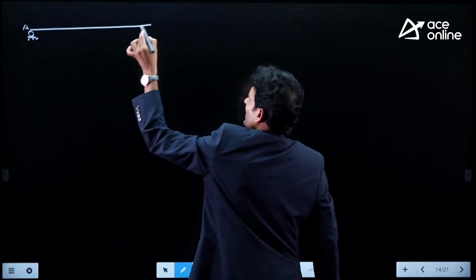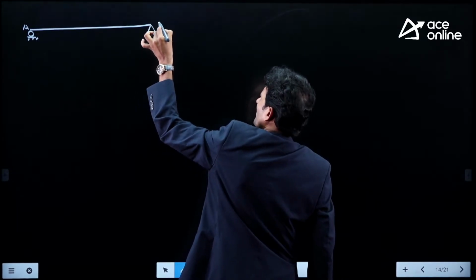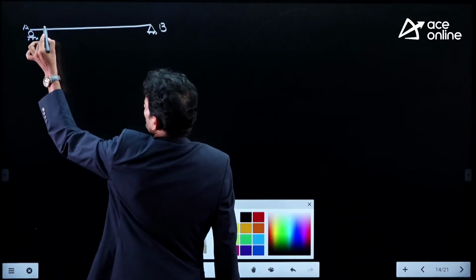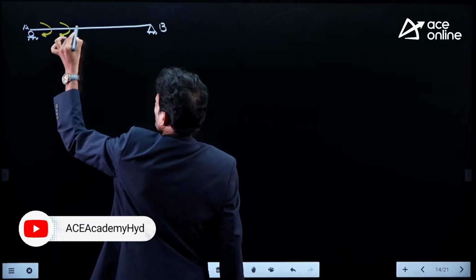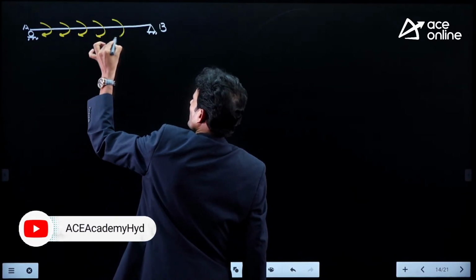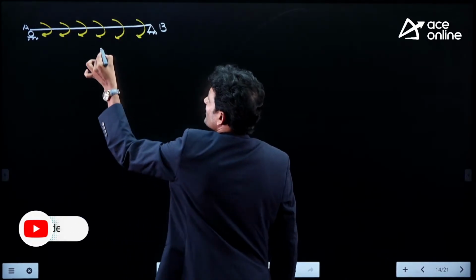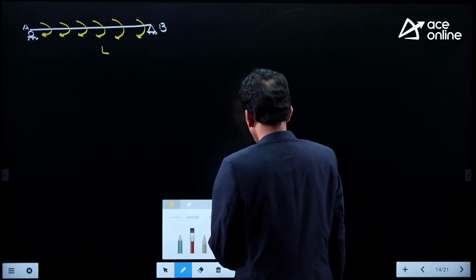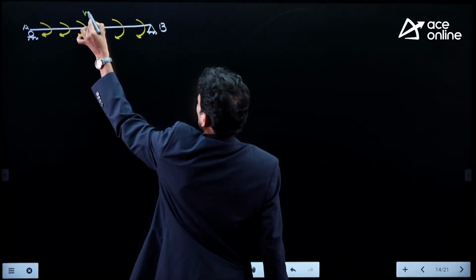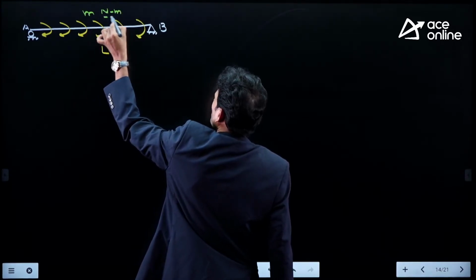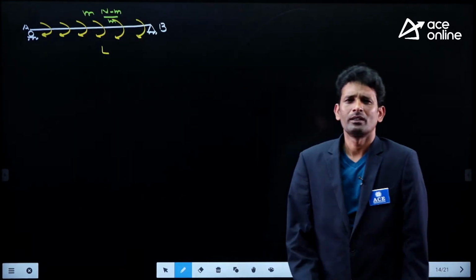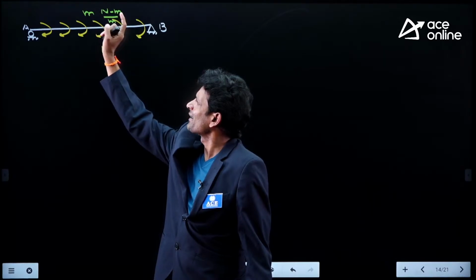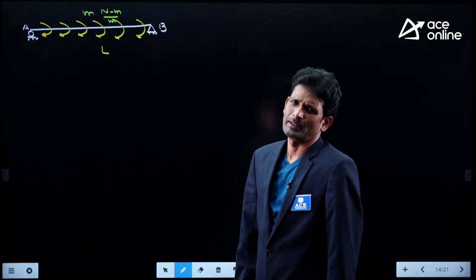Let me mark the beam as AB. Here I am using a uniformly distributed moment, as given in option C. This is the length of the beam. Now, per unit length, the moment acting on the beam, you can take it as m Newton meter per meter. Over a unit length of the beam, the moment acting should be m Newton meter per meter.